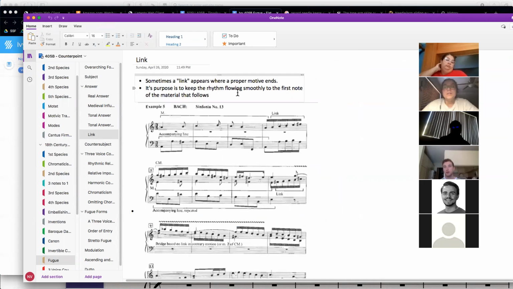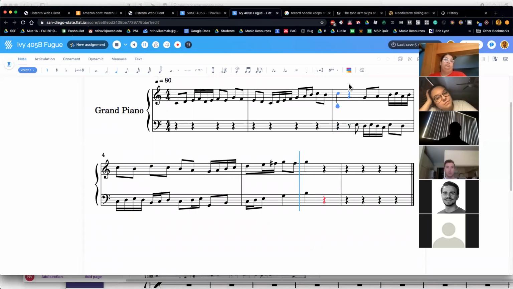Sometimes a link appears where a proper motive ends. Its purpose is to keep the rhythm flowing smoothly from the first note of the material that follows. So I think you might be a good candidate for including a link. For instance, in this example, before the second motive appears, this little link right here keeps it flowing smoothly. But what I'm worried about right here, since there's a stop, is that it'll be kind of abrupt.